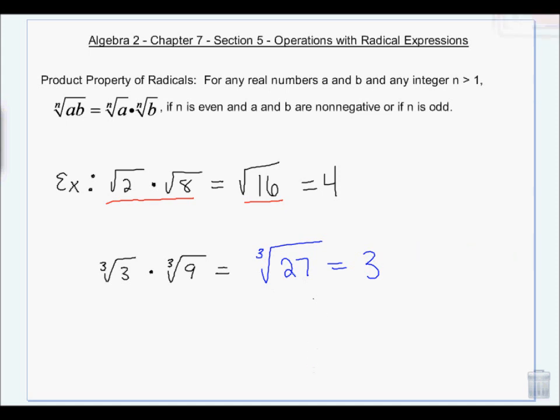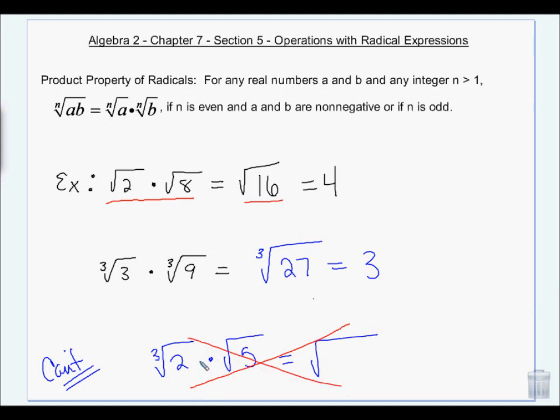So what you cannot do is multiply the cube root of 2 times the square root of 5 and have that equal some root, because this is a cube root, that's a square root, so we can't do this. They have to be the same kind of root. Okay.